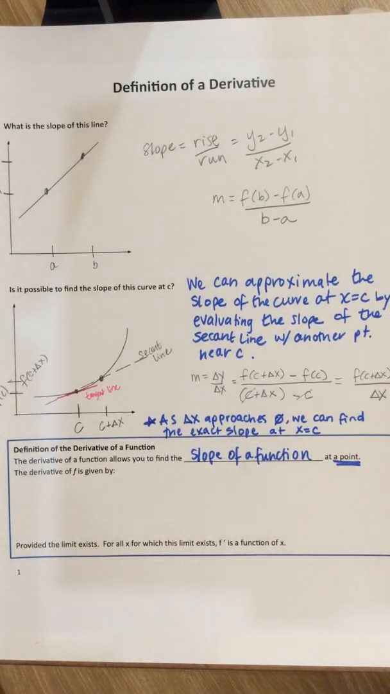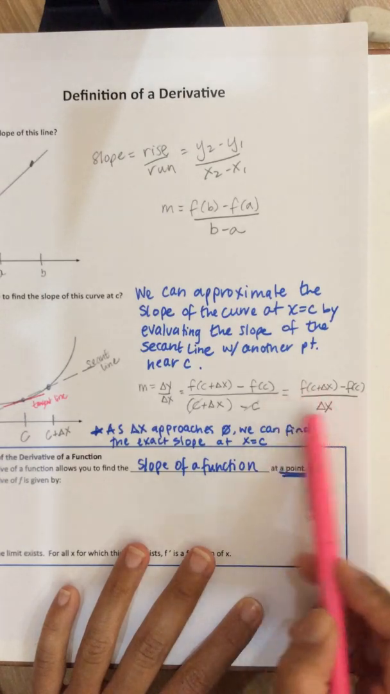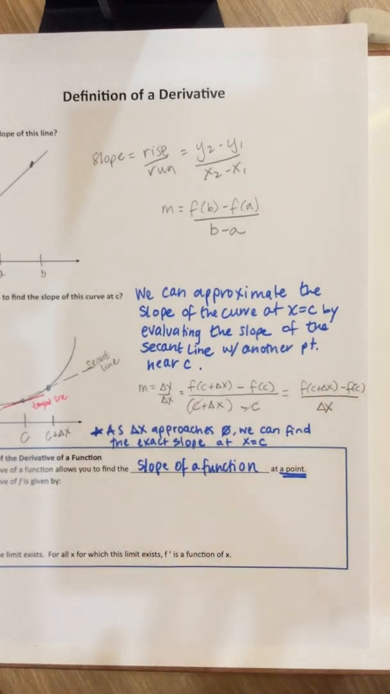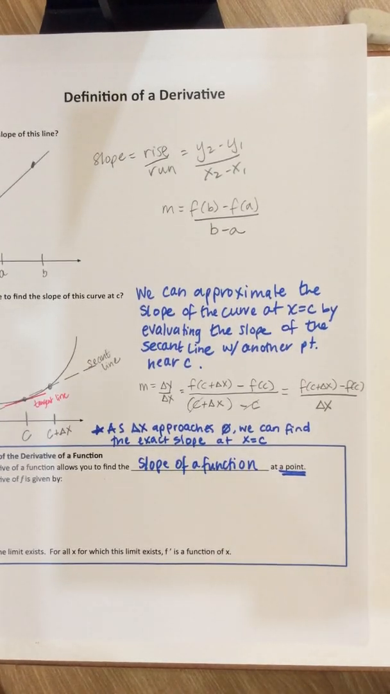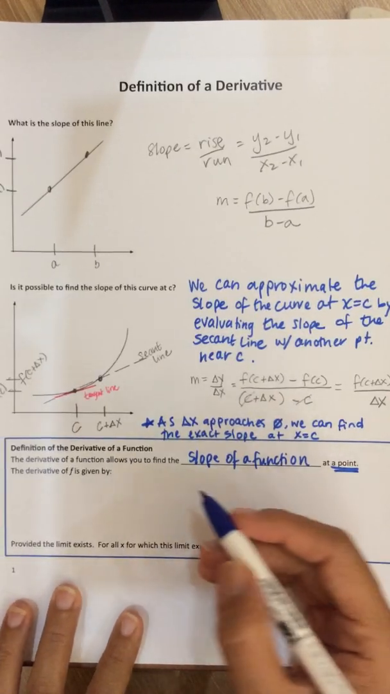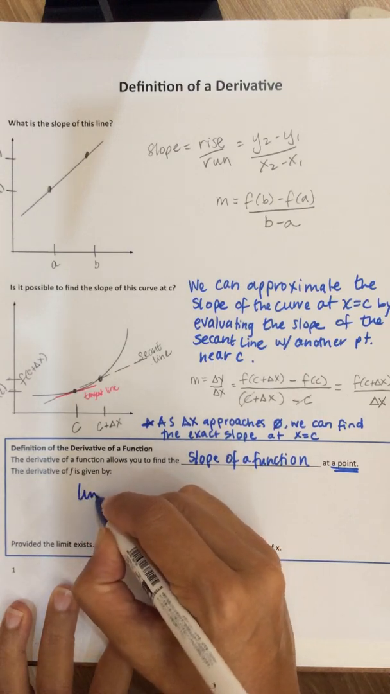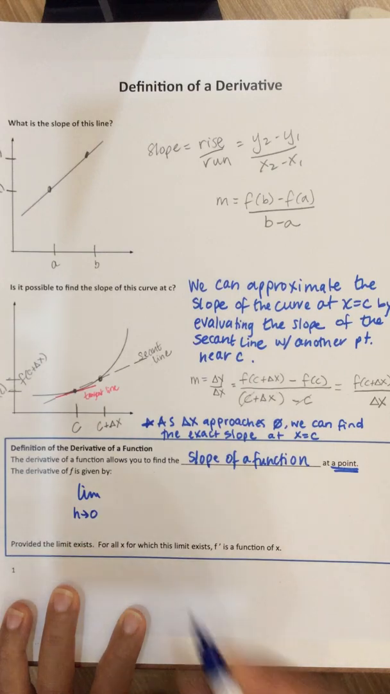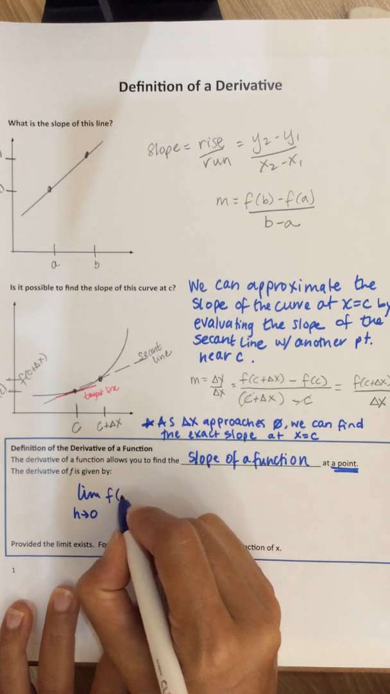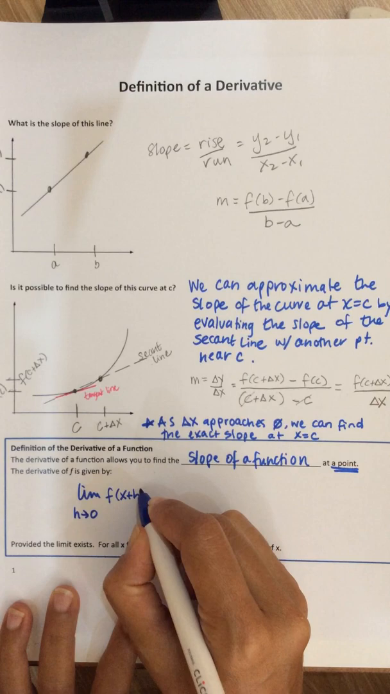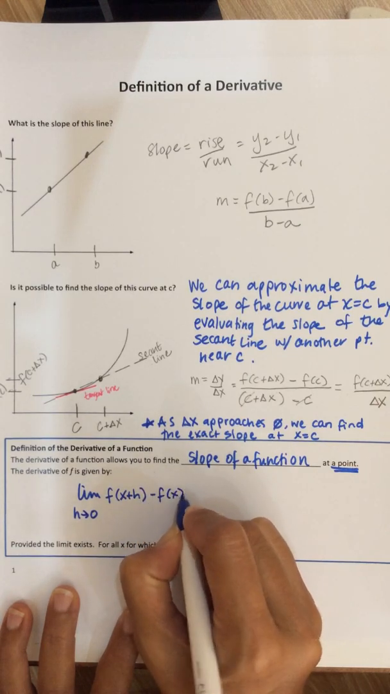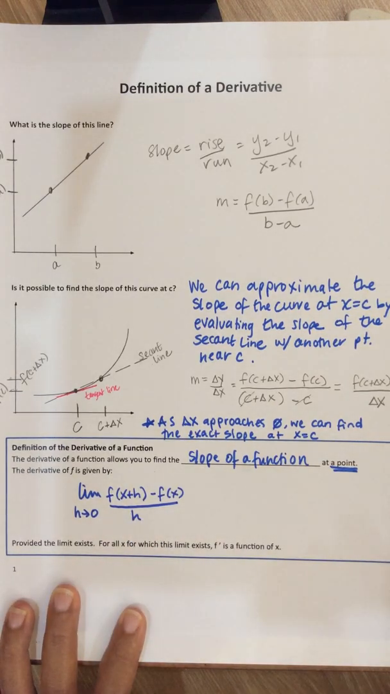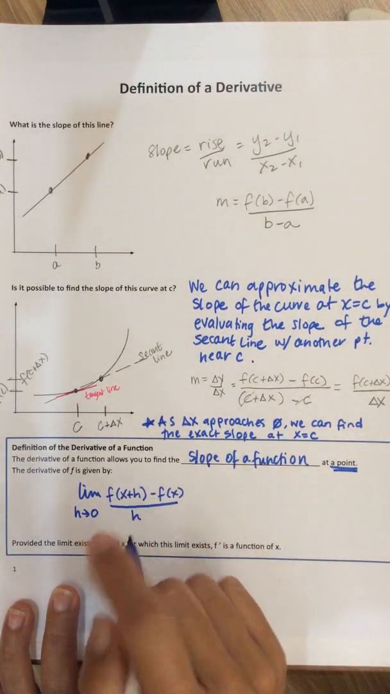So how do we do this? Well, we have to evaluate this as delta x approaches 0. So how could we do that? We want delta x to approach 0, so we're going to take the limit. So the definition of the derivative of f is given by the limit as h approaches 0 of f of x plus h minus f of x, all over h. Okay? So this is the formal definition that uses the variable h.